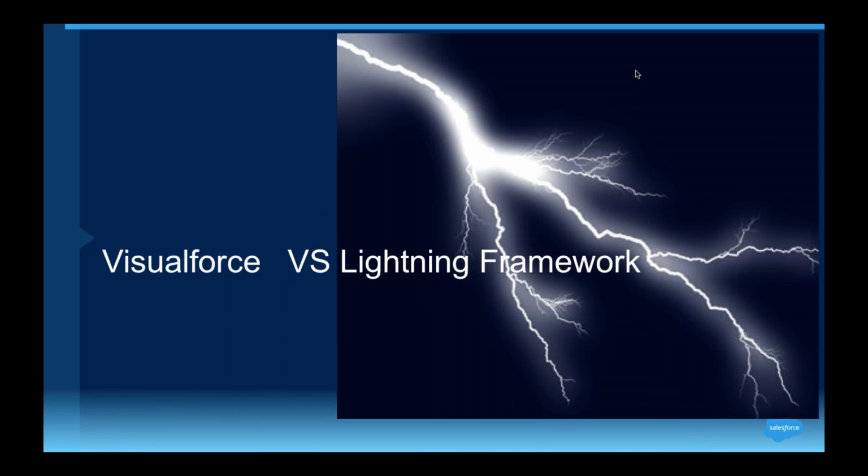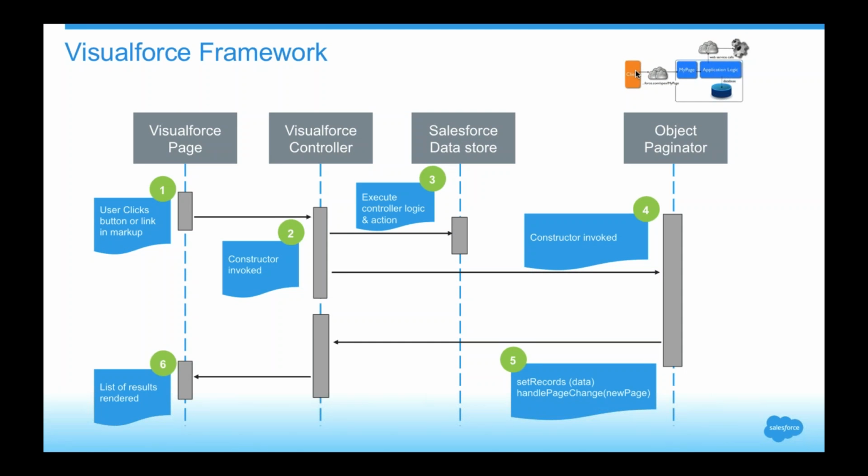Okay, so this is the difference, right? It's very important to know, to my mind, the difference between Visualforce versus Lightning. If you look at the framework, what do we do? The user clicks on the button or link in the markup. That's the first layer, right? Then you go to the controller, so the constructor is invoked, you execute the controller logic, and then you do an object paging. Pretty straightforward, right? This is how the framework works.